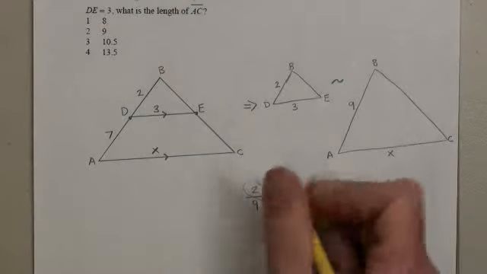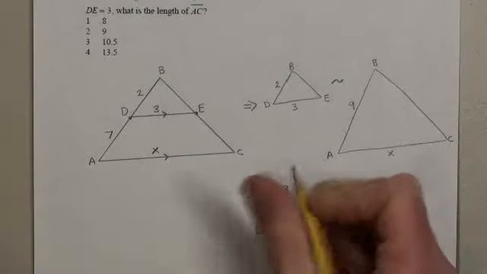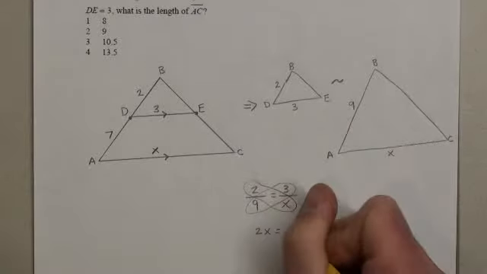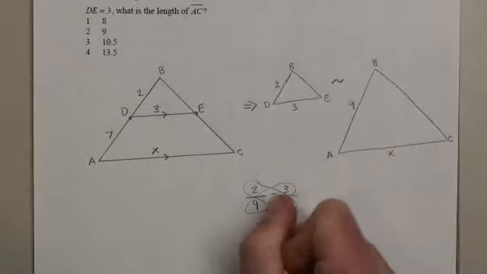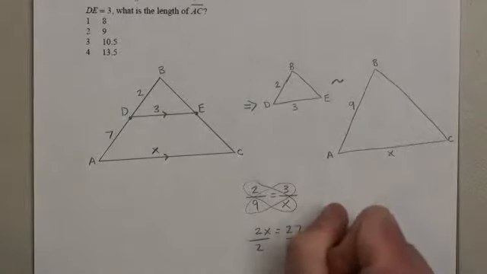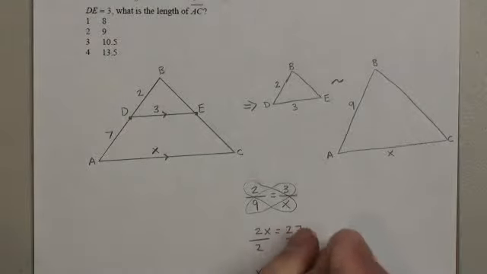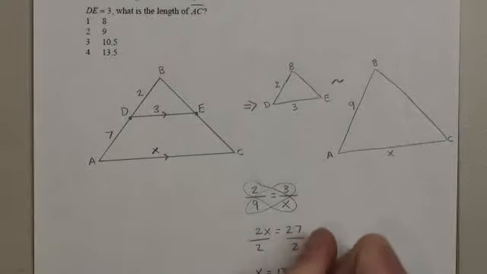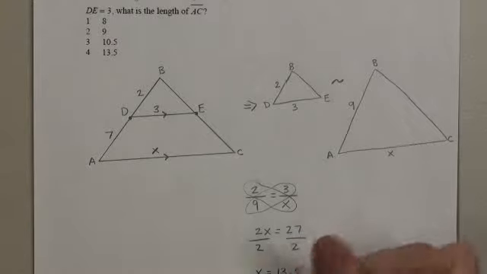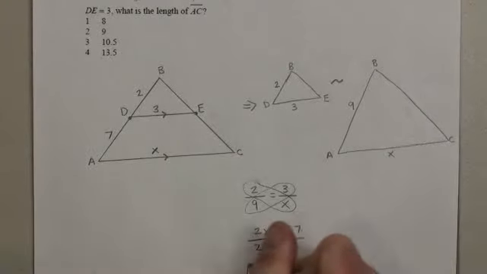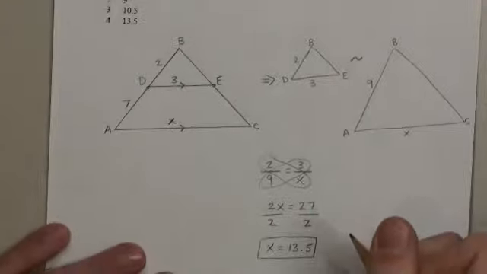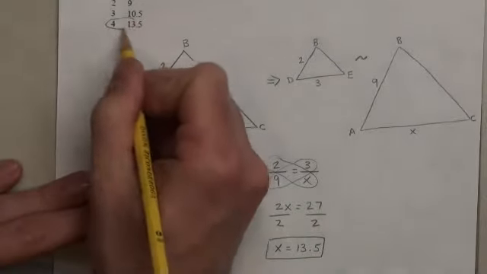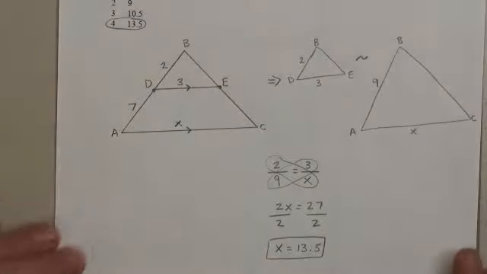Okay, so now we can do 2x equals 3 times 9 is 27. Divide both sides by 2, and we get x equals 13.5. Okay, so now we can circle our answer, which is 13.5. Let's go to the next one.